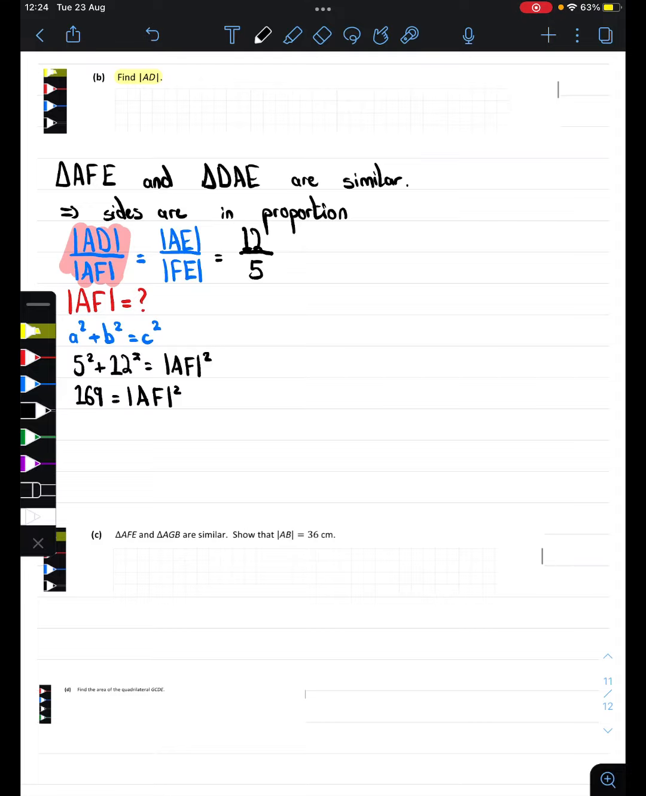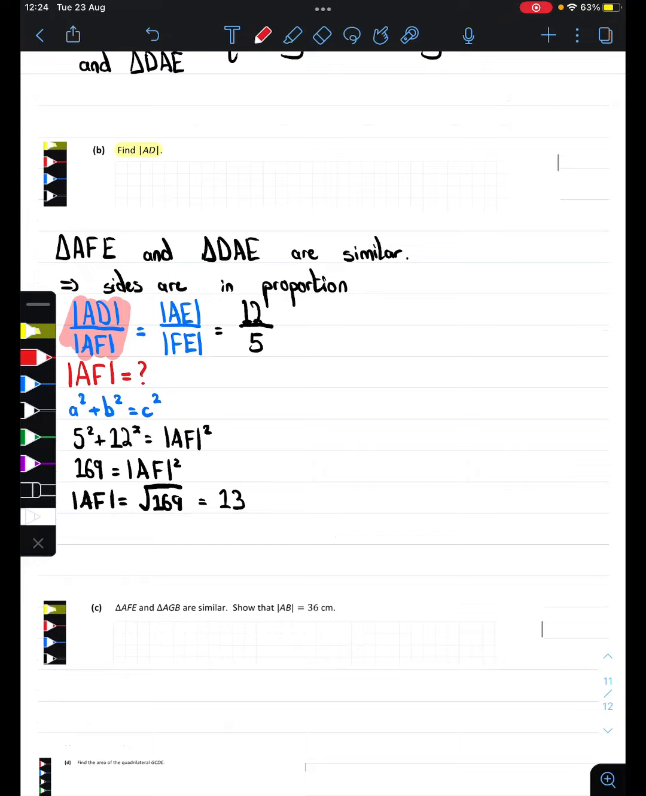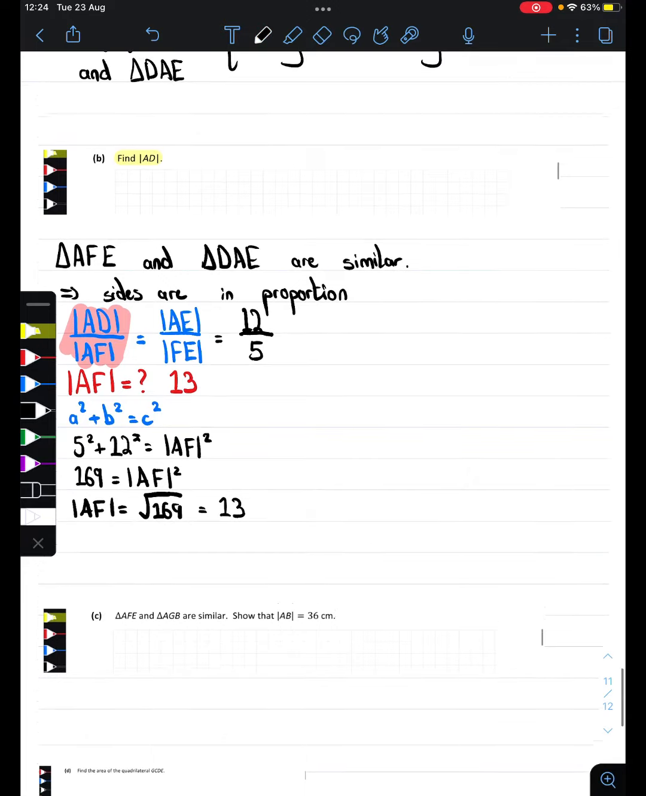So if we take the square root of both sides, the square root of 169 is AF. So AF equals 13. AF equals 13. And so now we have enough information here to solve this.